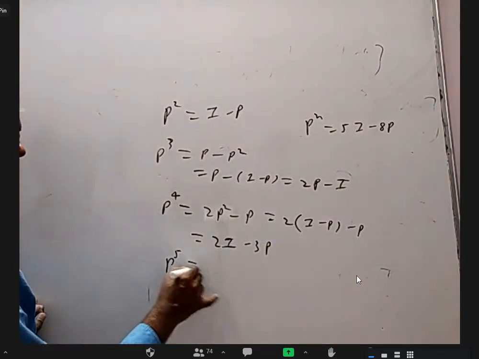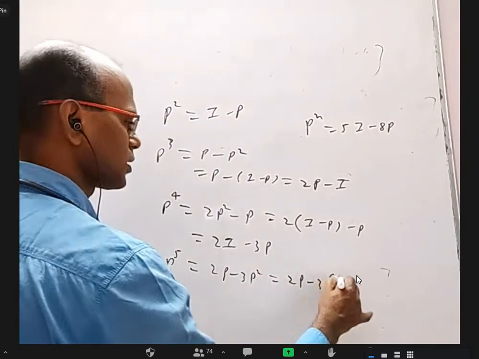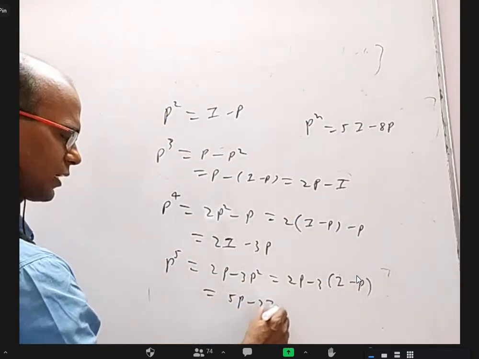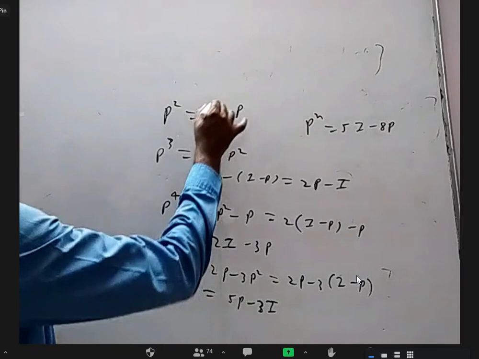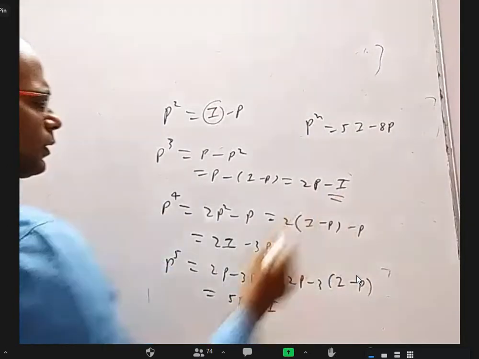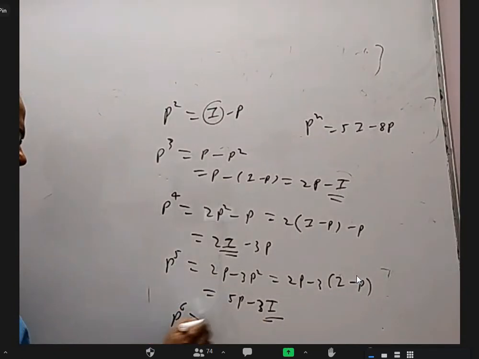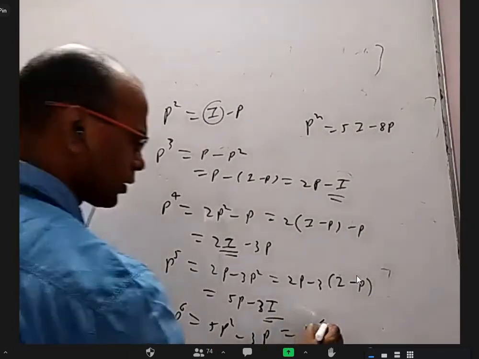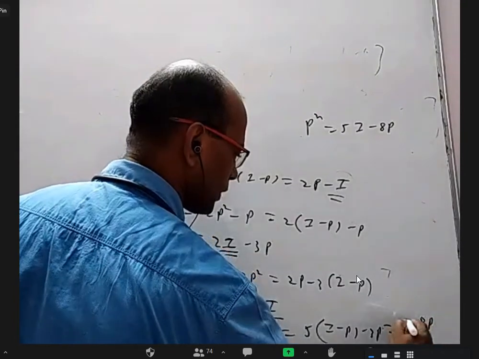Again, multiply P, you'll get P power 5 is equal to 2P minus 3P square, 2P minus 3 into, again, P square is I minus P. I will be getting 5P minus 3I. Now, I think at least the I coefficient you can see. Here it is I, P square. In P cube, it is minus I. After that, 2I. After that, here, 3I. Then in P power 6, what will happen? 5P square minus 3P. In the place of P square, I can write I minus P, minus 3P, which is 5I minus 8P.